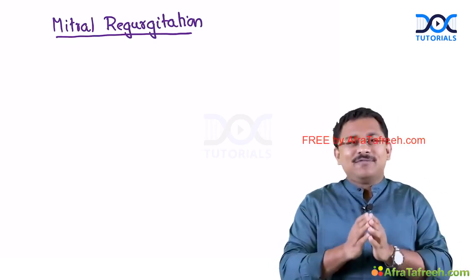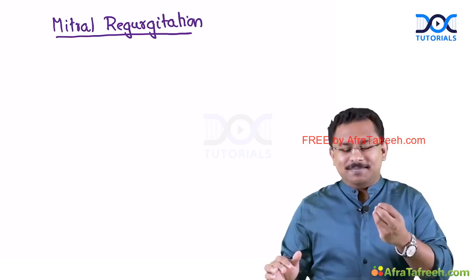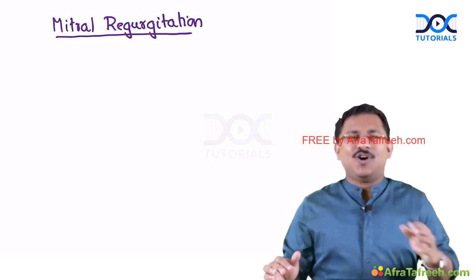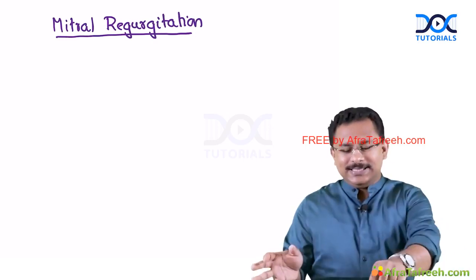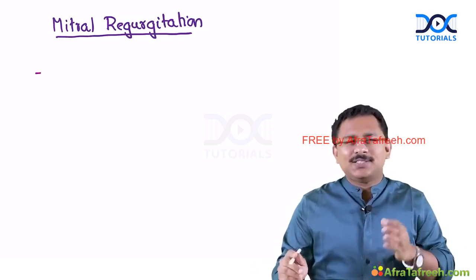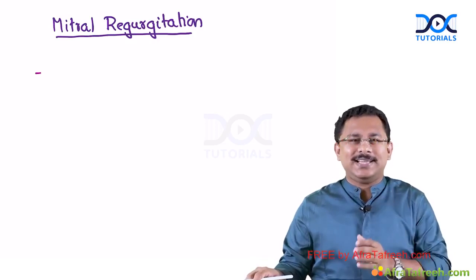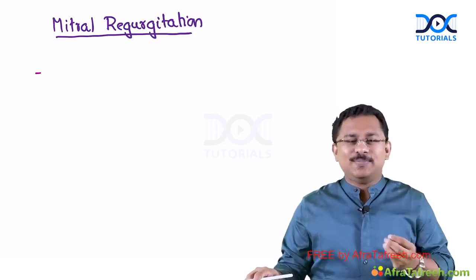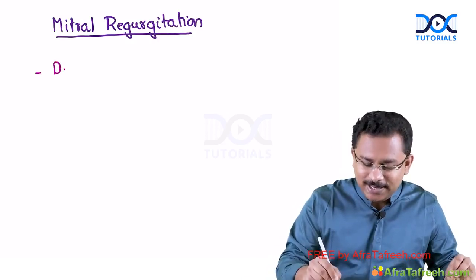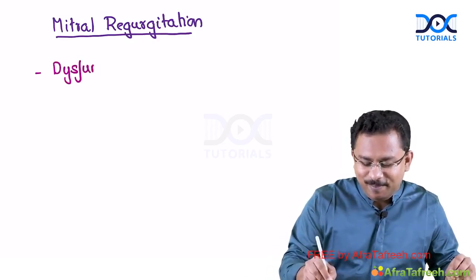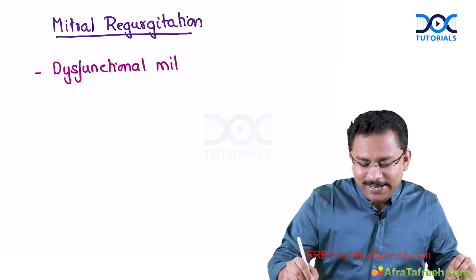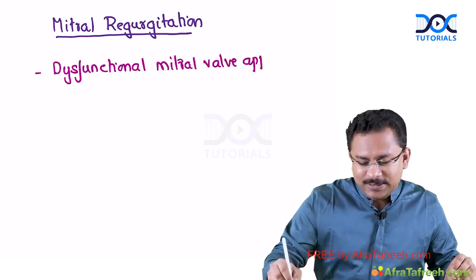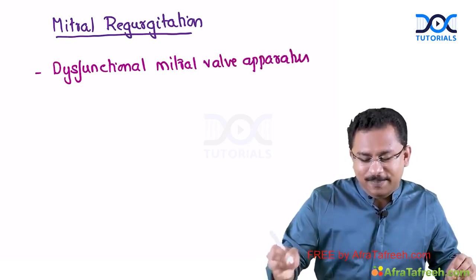So remember, I have already made a statement that MR is one of the most common valvular heart diseases. And if you ask me what causes mitral regurgitation, my simple answer will be: MR occurs because of a dysfunctional mitral valve apparatus.